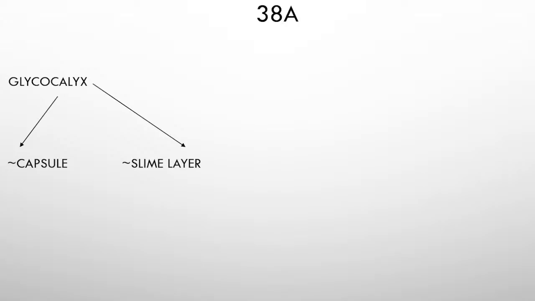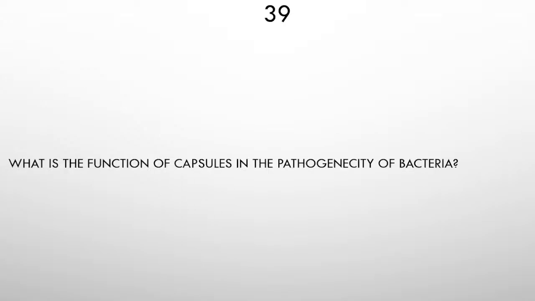Capsulated organisms, again, just another review. What are the three bacteria that have capsules? I will type it. You can type with me. Haemophilus influenzae, Neisseria meningitidis, and Streptococcus pneumoniae. All right? So please don't forget those three organisms that have a capsule. If they don't have a capsule, most probably they would just have a slime layer, which could be composed of teichoic acid or any other form of acid that we talked about in the previous discussion. What is the function of the capsules in the pathogenicity of bacteria? Again, this is the one that prevents the organism from being phagocytized.